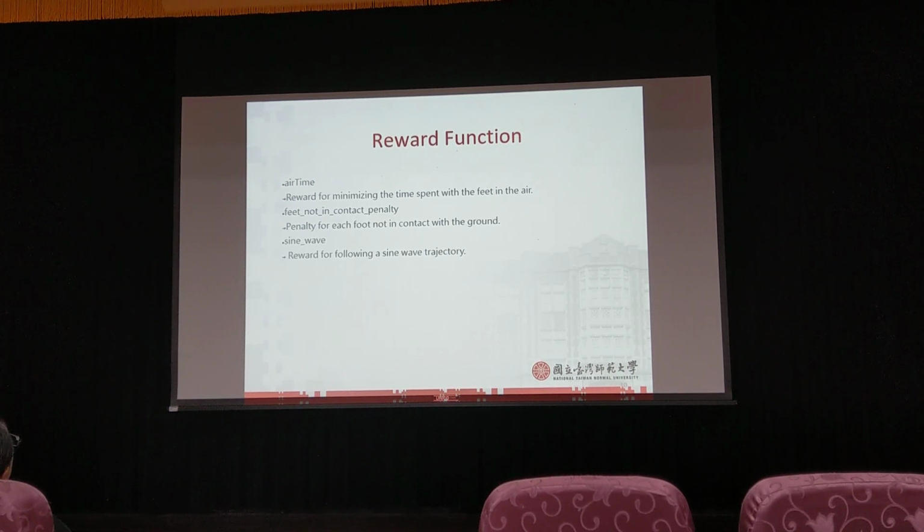not in contact penalty, so it will make sure the robot moves with 6 feet and not just 4 feet or 2 feet. And the sine wave is just for making the robot move more smoothly, like moving the feet in a sine wave.